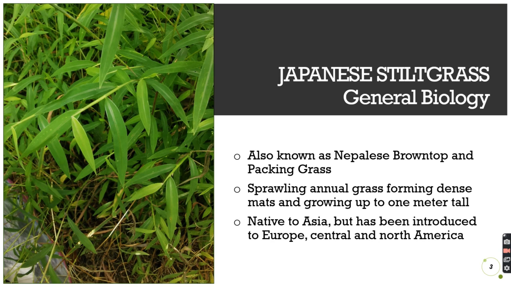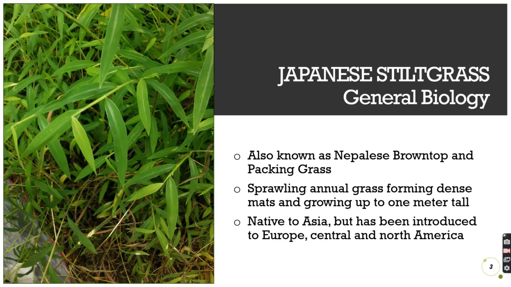Japanese stiltgrass, also known as Nepalese browntop and packing grass, is a sprawling annual grass which grows up to 1 meter tall and roots from the nodes to form extensive, dense mats. In Canada, Japanese stiltgrass is regulated as a pest under the Plant Protection Act.